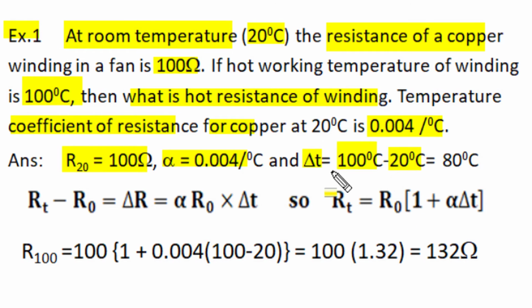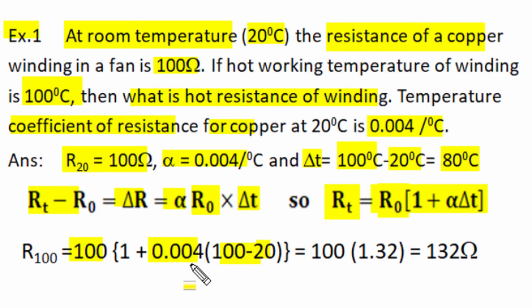So the difference of two temperatures is 80 degrees Celsius, and we know that the change in resistance, the difference of final and initial resistance, is directly proportional to the change of temperature and the initial value of resistance, and the proportionality constant is known as TCR. When we shift initial resistance to the other side, the resistance at increased temperature is given as initial resistance times 1 plus alpha delta T, where alpha is TCR, given 0.004, delta T is the change of temperature from 20 to 100 degrees Celsius, 80 degrees Celsius, and the initial value of resistance at 20 degrees Celsius is given as 100.